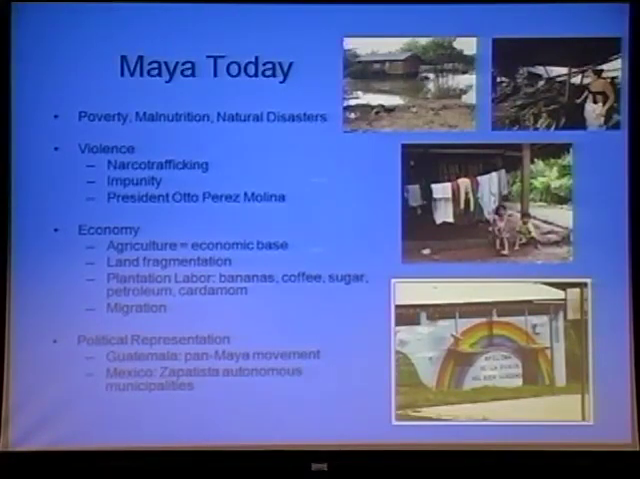One option is to go work in a plantation. So we see the same crops that we saw during the 1800s and early 1900s: bananas, coffee, sugar. Today, petroleum is also an export. And interestingly, Guatemala is one of the world's largest producers of cardamom. And so people will go work on plantations seasonally, usually just for the harvest period. And of course, as you all are well aware, we have people migrating to the United States, to Canada.